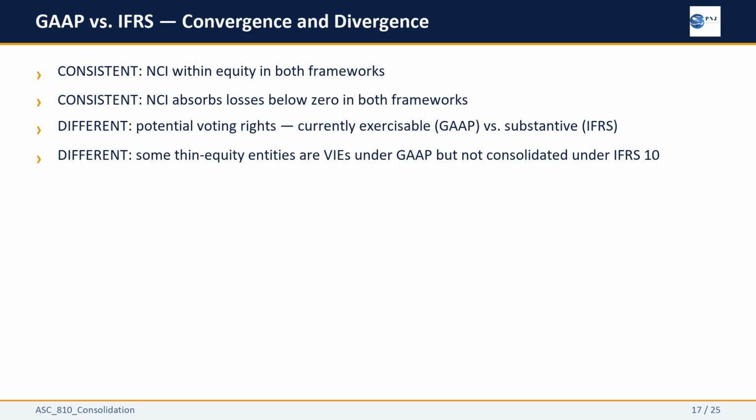There are meaningful areas of convergence. NCI is within equity in both frameworks, and NCI absorbs losses below zero in both. But divergence exists where the framework's different structures lead to different conclusions. Potential voting rights. US GAAP requires current exercisability. IFRS uses a broader substantive standard. And some entities with thin equity are VIEs under ASC 810 that would not be consolidated under IFRS 10 if no party passes all 3 control elements.